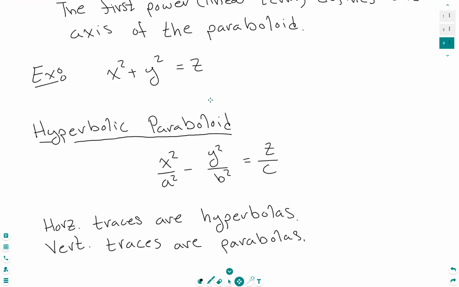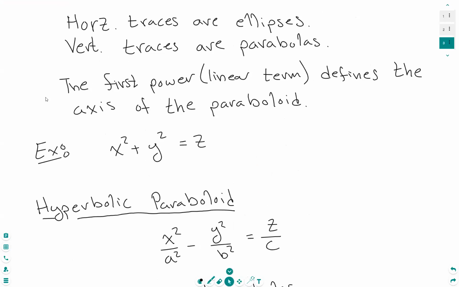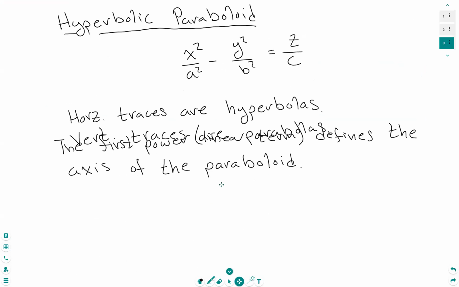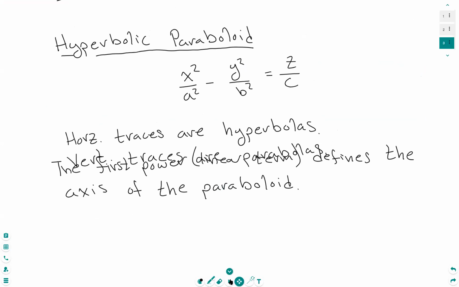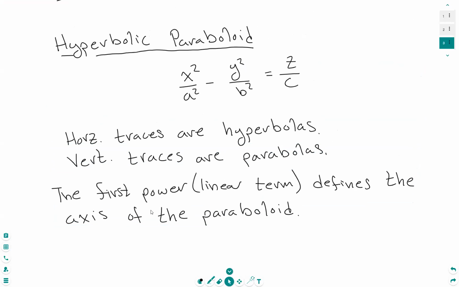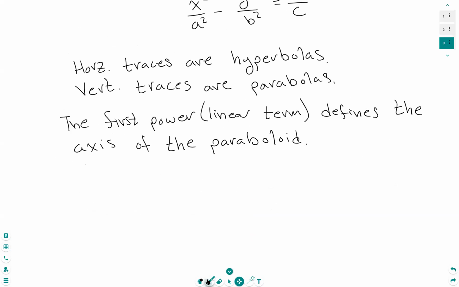And you can imagine we can actually just copy and paste this whole phrase right here. This is the same little tidbit that we can place in for this guy here. The linear term here defines the axis of the parabolic trace. Just move to B. Okay, so let's look at an example of this guy. Our example here will be x squared minus y squared is equal to z.